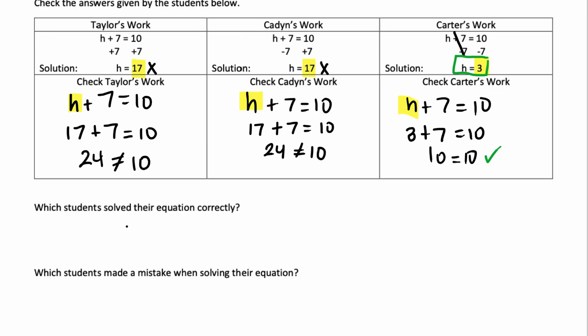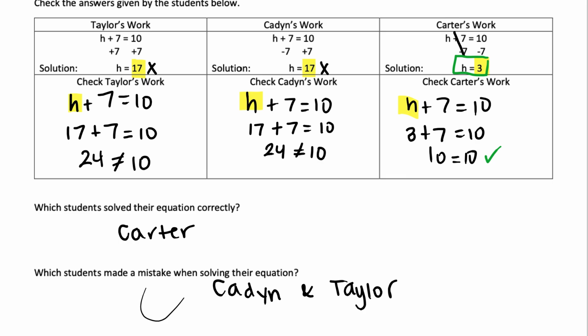So the student that solved their equation correctly was Carter, and the students that made a mistake were Caden and Taylor. And I'm going to highlight those mistakes for you. You can add this on your paper if you want. So Taylor added 7 on both sides, but because there was already a plus 7, we should have subtracted. And Caden did 2 of the wrong operation. So she did minus 7 on one side, which is a good start, but then she did not make it equal on the other side and added 7 instead. So both of those were the mistakes that they had there. And Carter did the work correctly by subtracting 7 from each side.